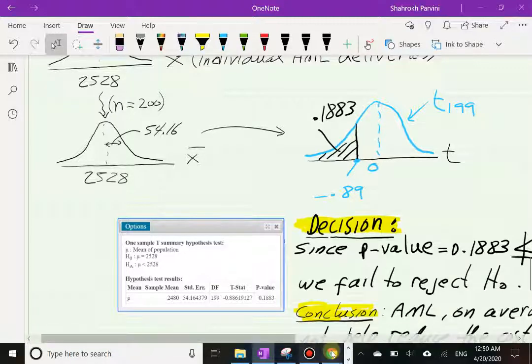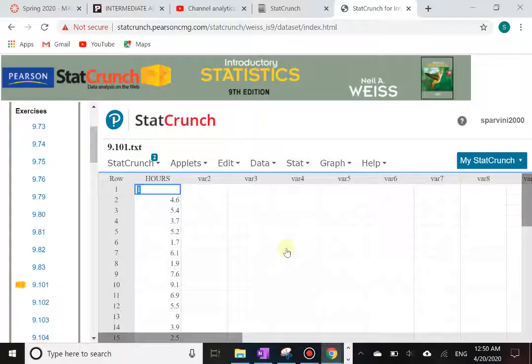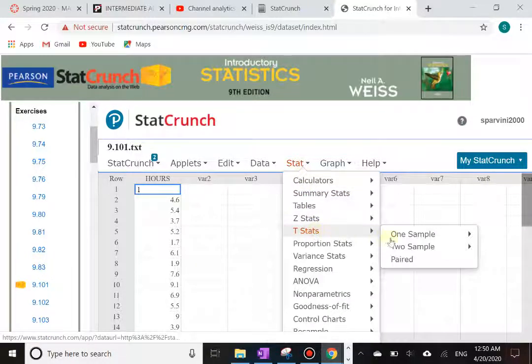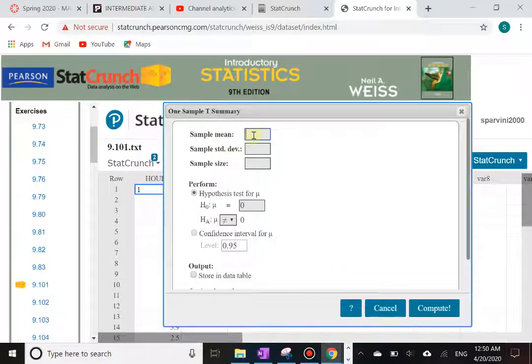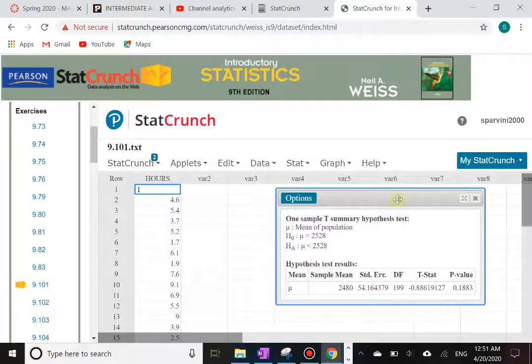So I'm going to go to StatCrunch in here. Actually, this won't be here because we don't have the data. If there's no data for it, it will not be in the list of exercises here. So I'm going to go Stat, T Stats, One Sample, with Summary. The sample mean here was $2,480 for the 200 AML deliveries. The standard deviation was 766, and the sample size was 200. The hypothesized mean was 2528, and the alternative was less than, a left tail test. That's all, and hit compute.